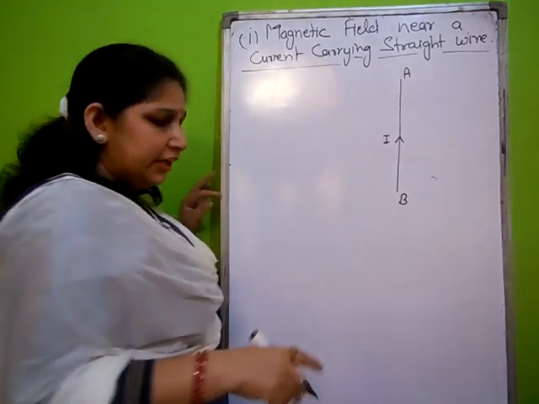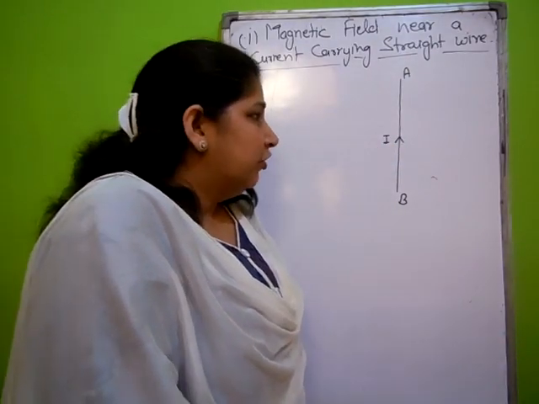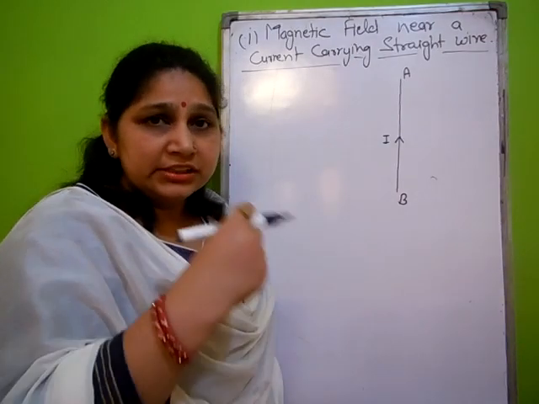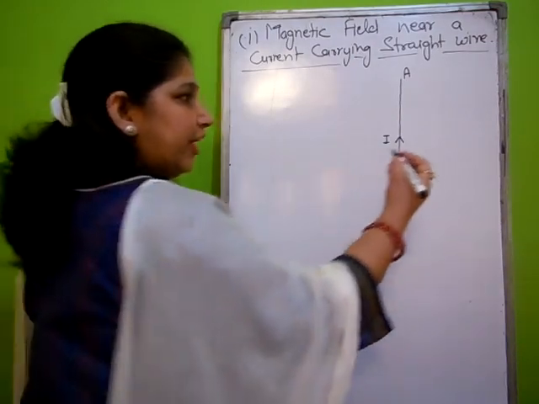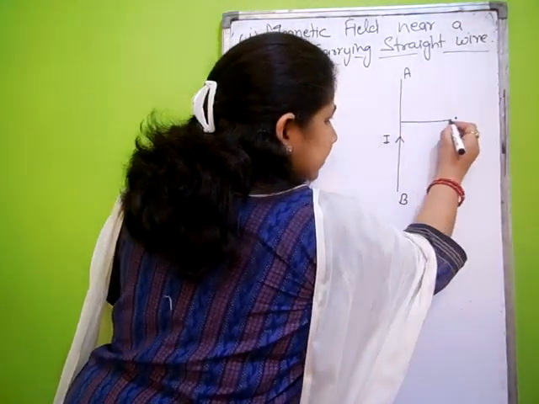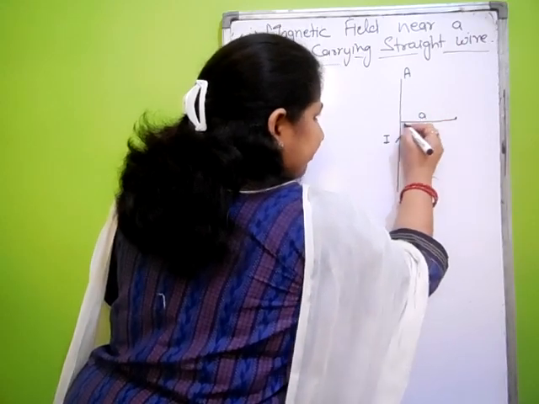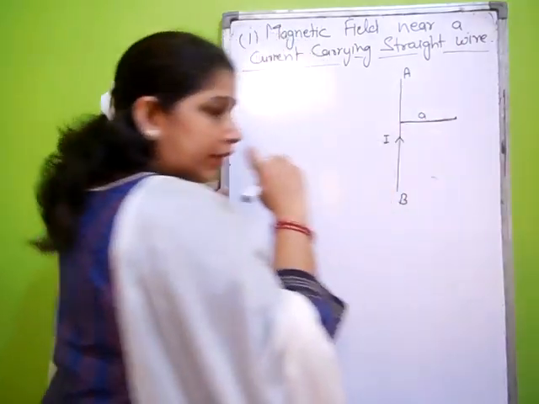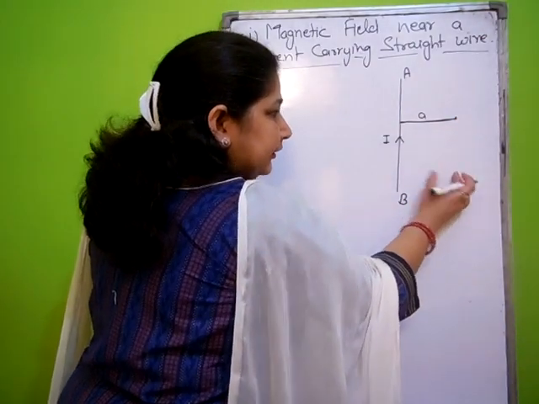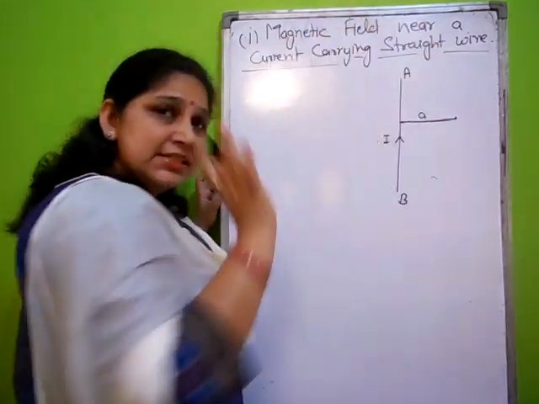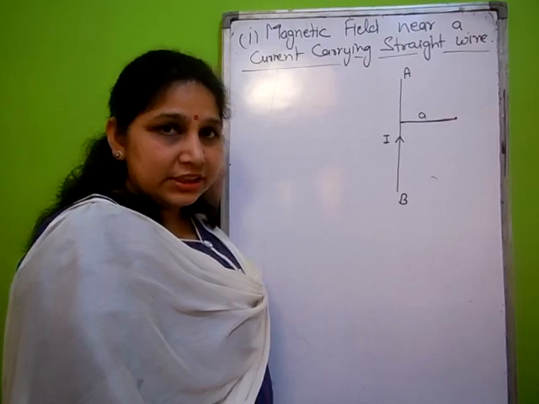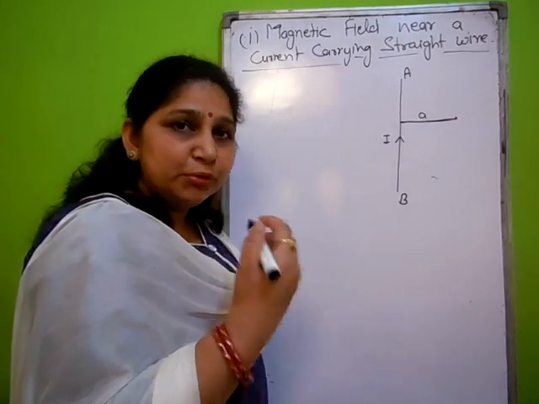Then to find the magnetic field near this wire, we have the parameters which change when we change the position of the point. Suppose we have to find the magnetic field at this point. The perpendicular distance from the wire will be a. If we change the point to this, the perpendicular distance will be the same, which means the perpendicular distance is not a parameter which changes on changing the position.